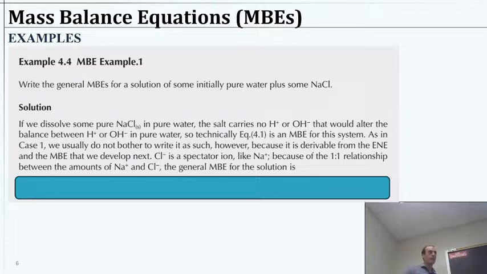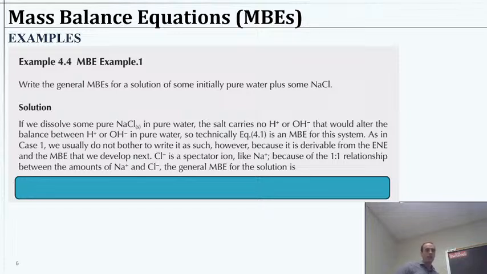Okay, so I'm going to read this and then let you have another minute to write something down. So if we dissolve some pure sodium chloride in pure water, the salt crystals carry no H plus, no OH minus that would alter any balance there. So technically, that first equation that was very simple, H plus is equal to OH minus, is one of them. And we don't normally tend to write that, but we could use it.